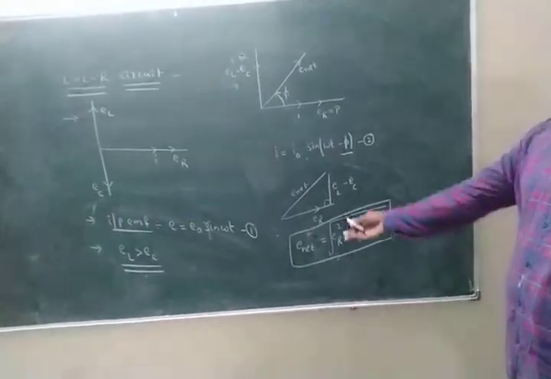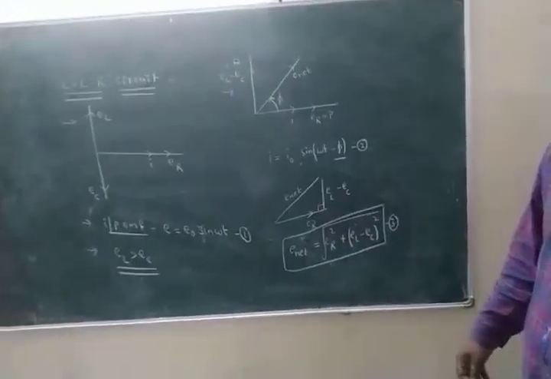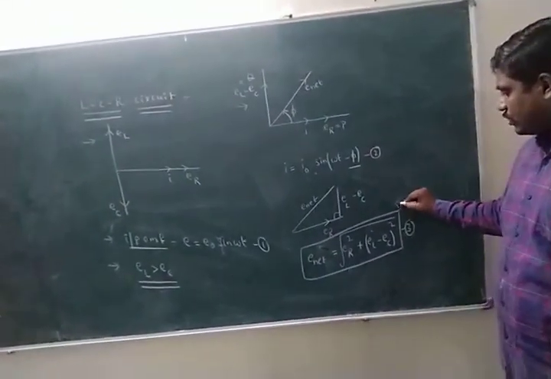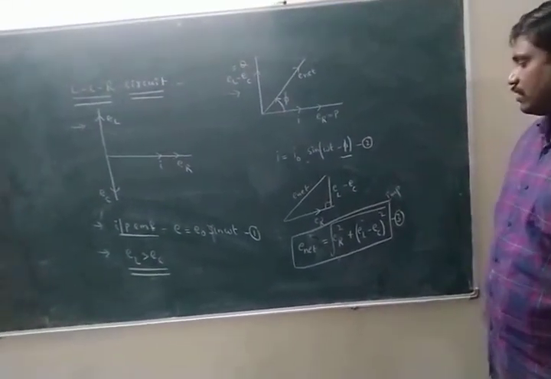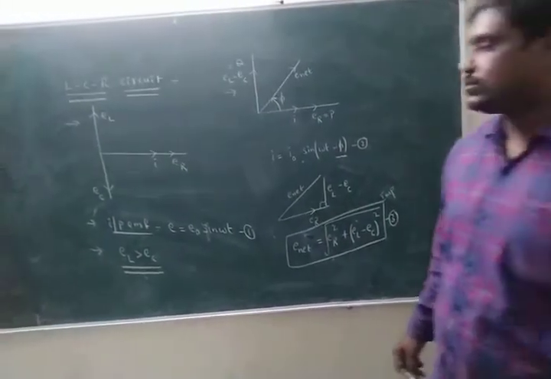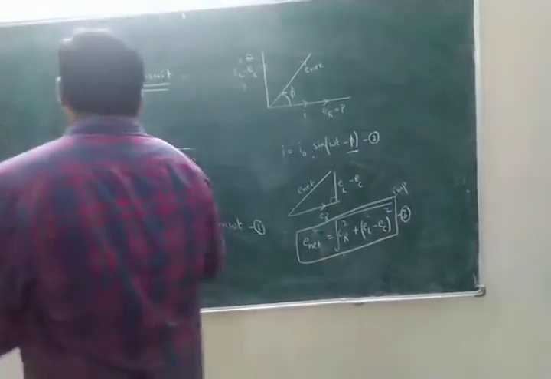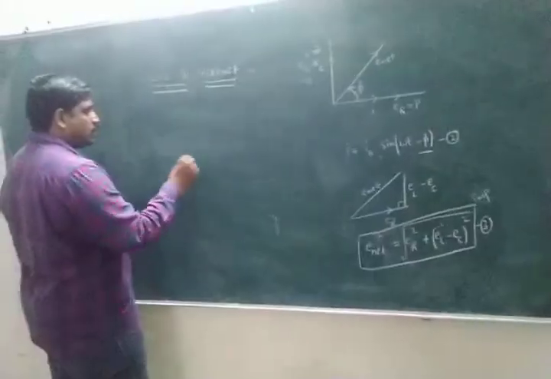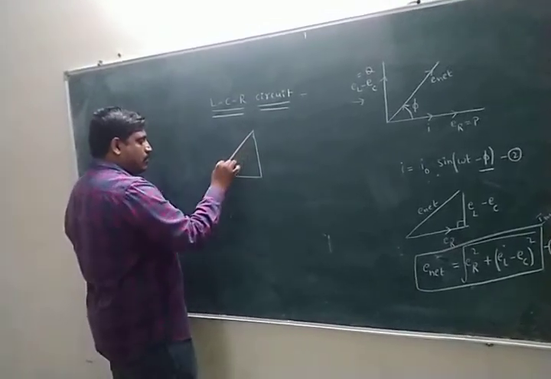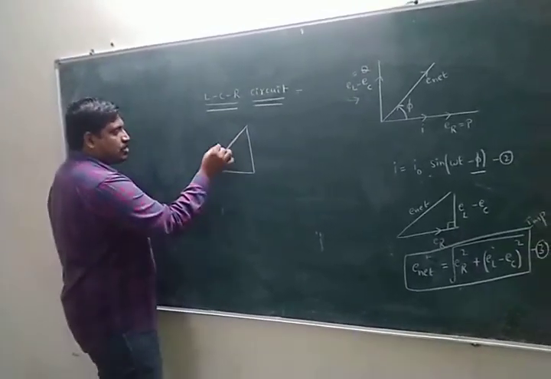What is the formula for E net in the LCR circuit? Very important, Nana. Under root ER square plus EL minus EC whole square. Okay. Next, Nana. Look at the triangle. Look here, the same triangle I write. This is E net, Nana.